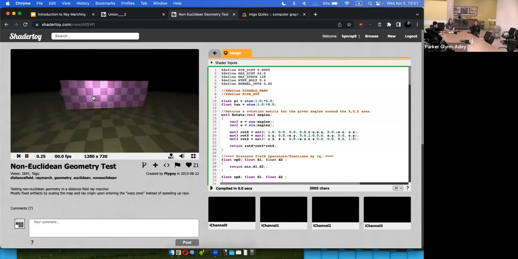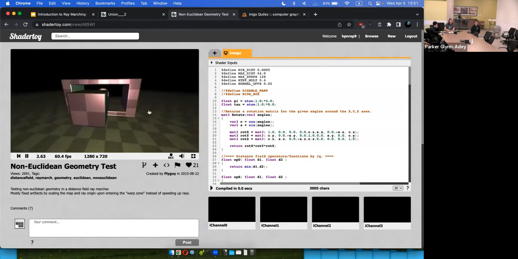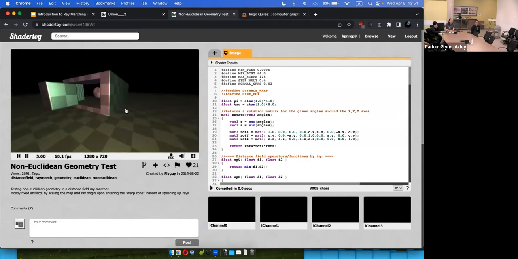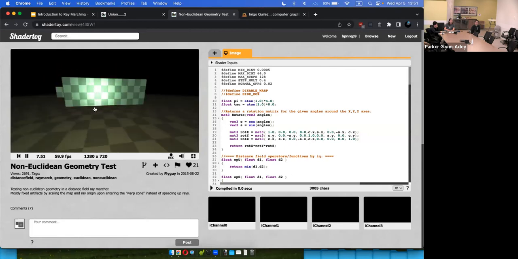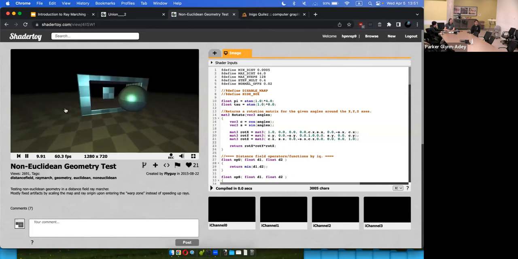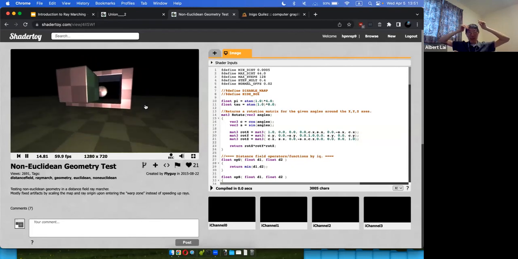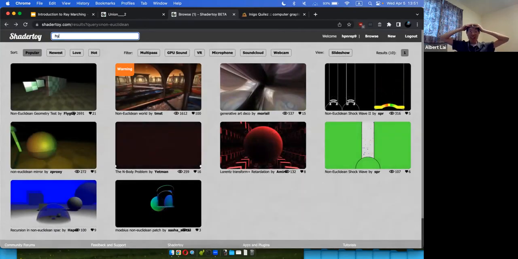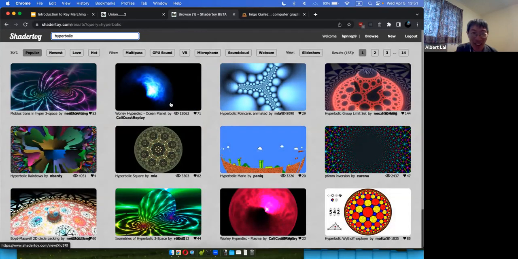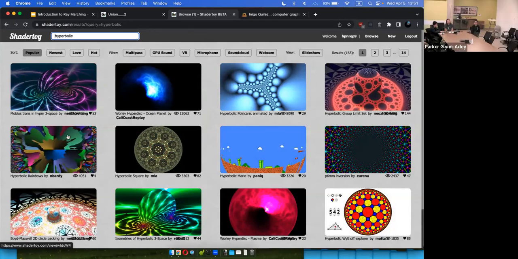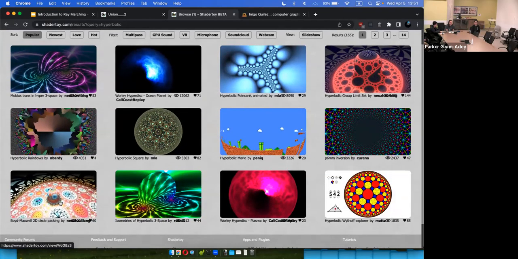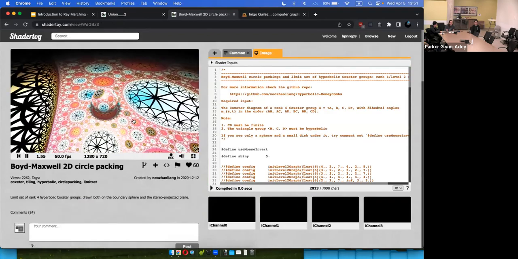Oh yeah, non-Euclidean geometry. So if you can do that, you can render and visualize hyperbolic geometry. Yeah, so that means we can finally visualize hyperbolic space. Yay. There you go. These are the old ray marching hyperbolic things, I guess. Whoa, weird.